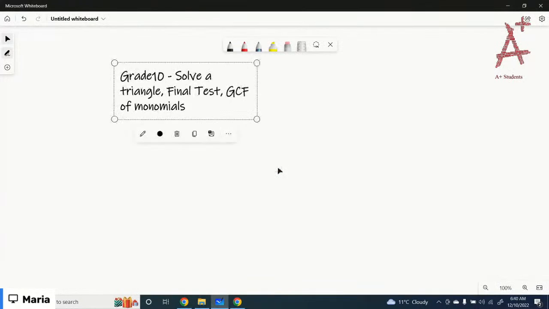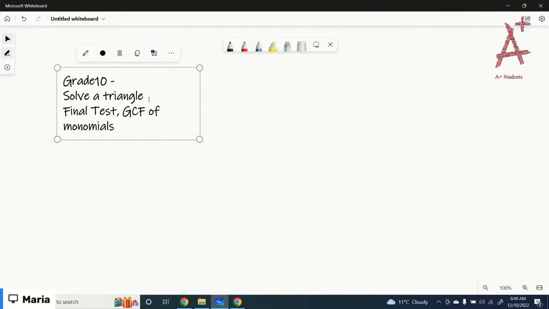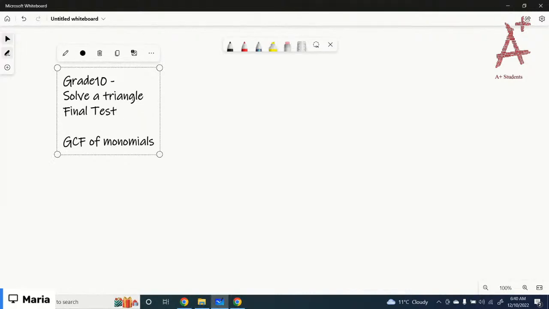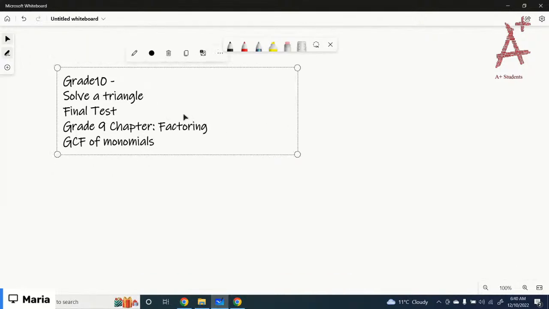So here is the list of the topics we have covered today. We have started with grade 10 maths, the chapter trigonometry, and the lessons we did are solve triangles and the final test of the chapter. Then we've started the new chapter, that is factoring, and we are covering the topic from grade 9 maths. Got it? That is from grade 9. Chapter is factoring. Got it? So you can go to grade 9, find the chapter factoring, and the lesson I just covered is greatest common factor of monomials. So if you have any question, please ask the question.